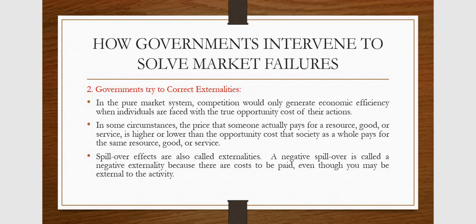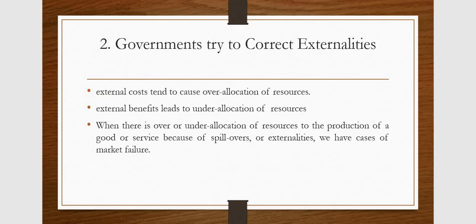Okay. So we say in a pure market system, competition would only generate economic efficiency when individuals are faced with the true opportunity cost of their actions. Okay. So the whole thing about externalities or spillover, they said something here. It says spillover effects are also called externalities. A negative spillover is called a negative externality because there are costs to be paid even though you may be external to the activity, right?